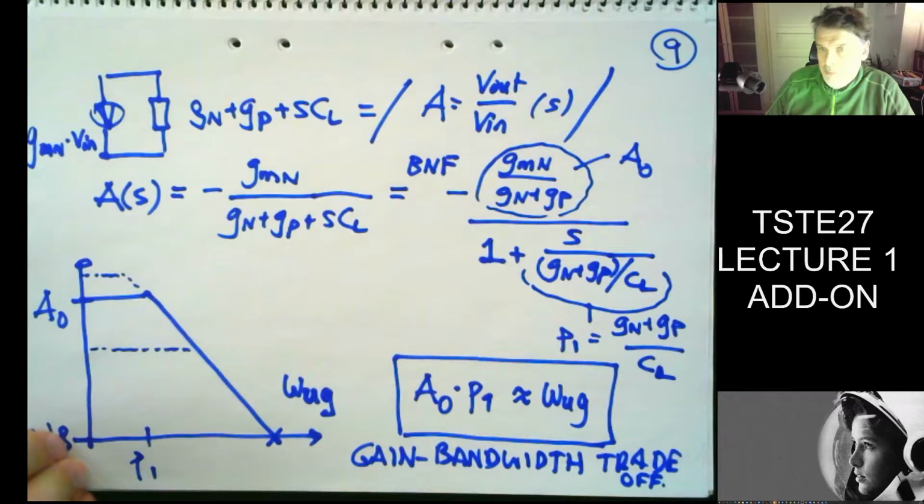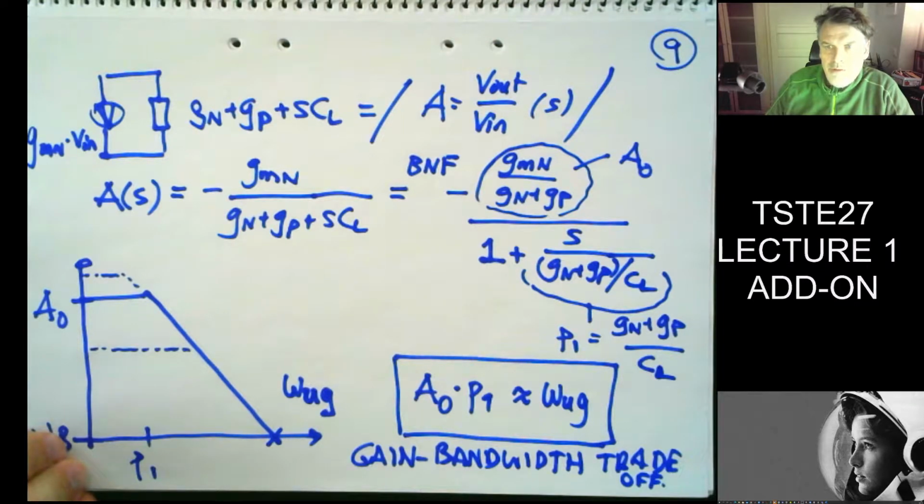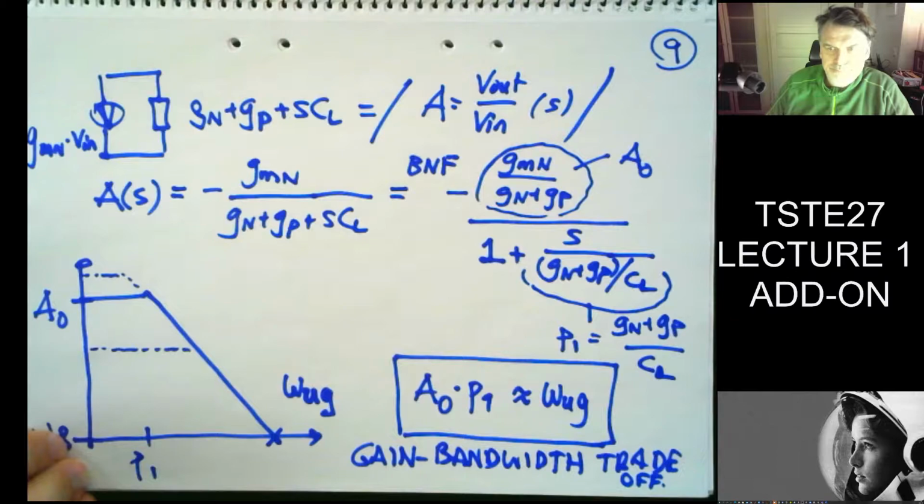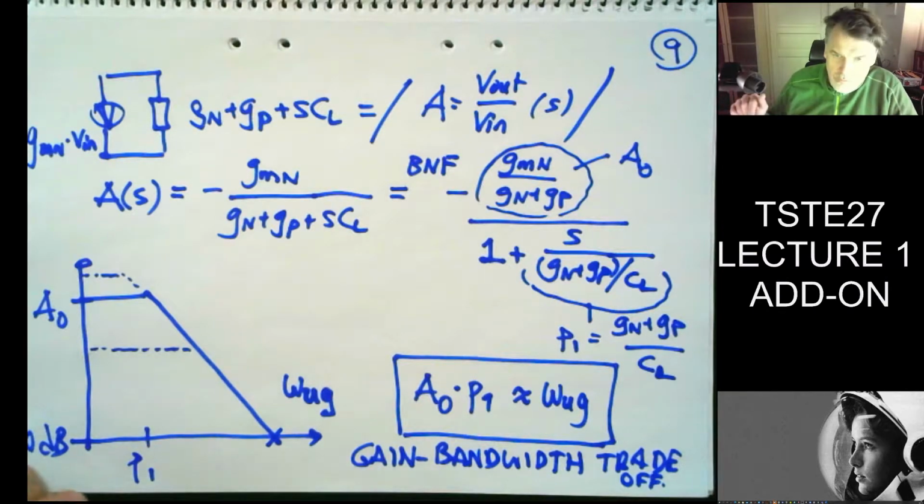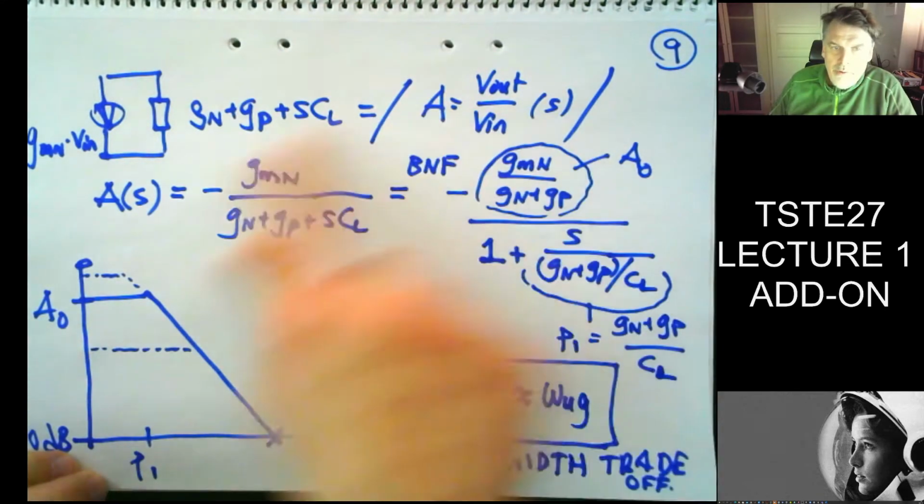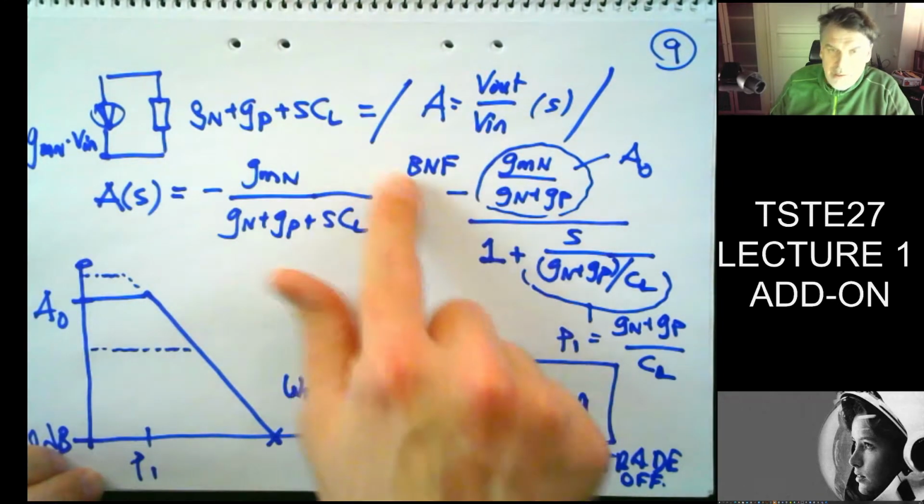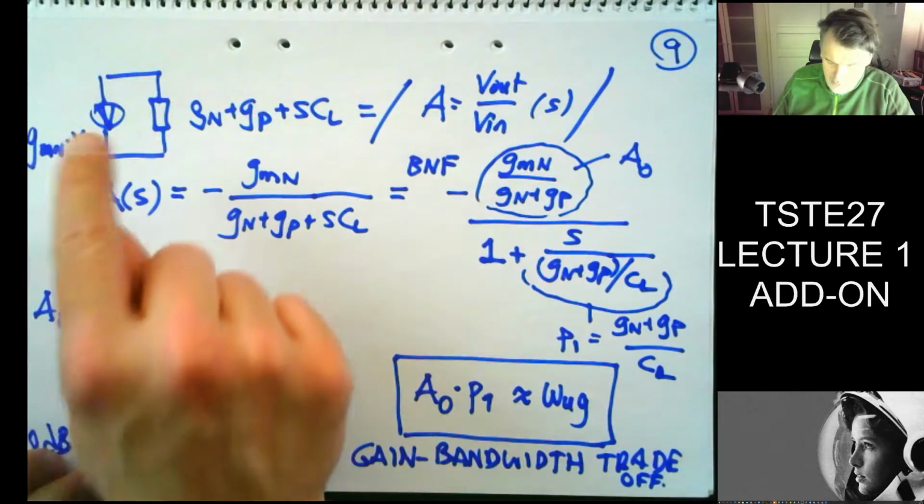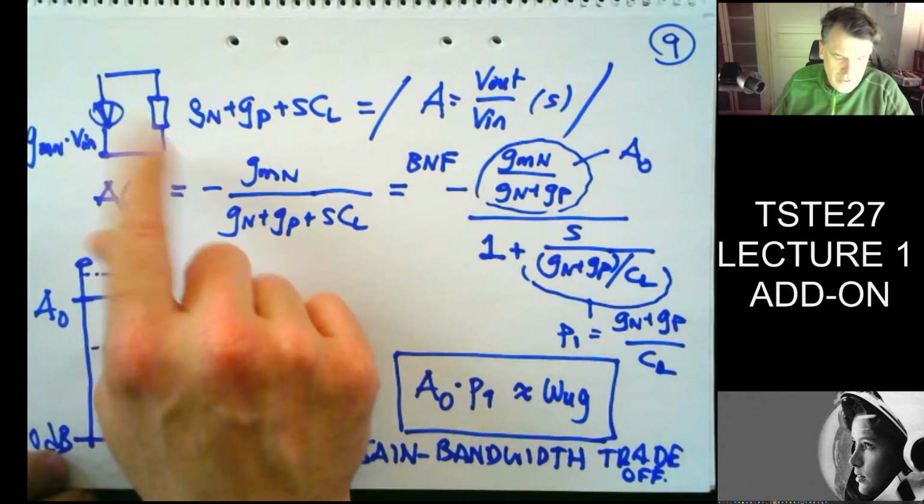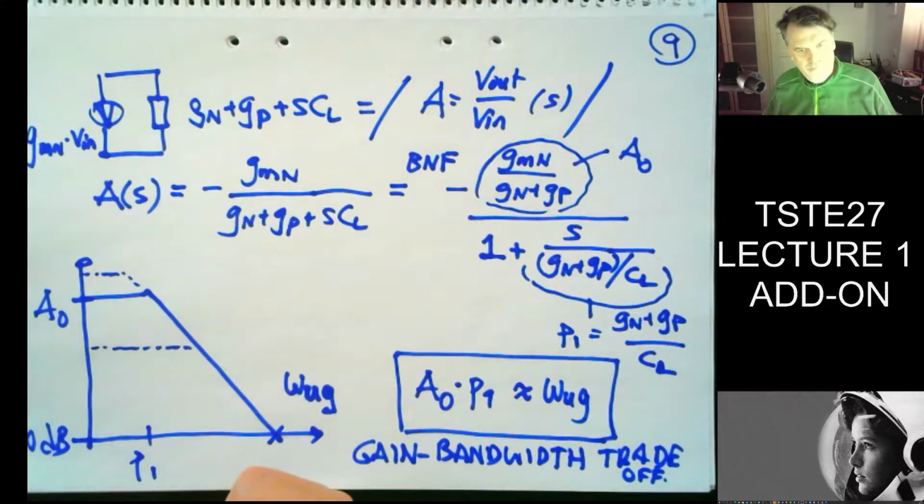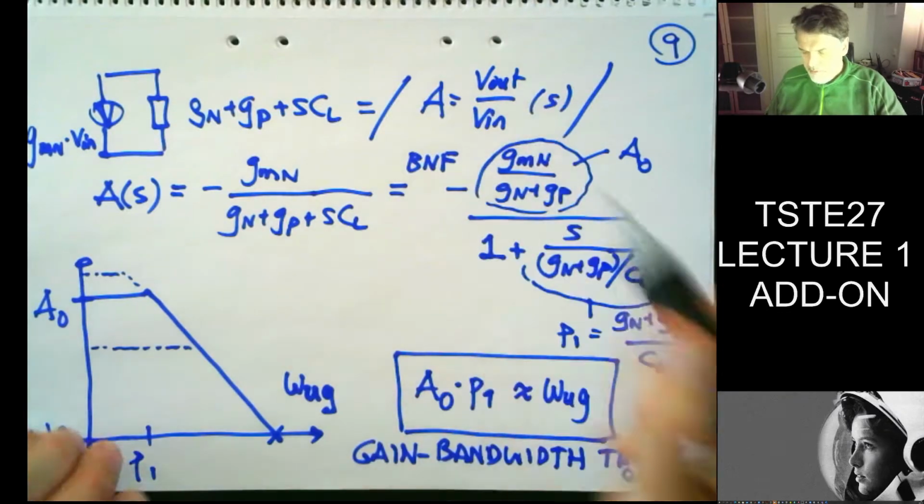Okie doke, so some add-on to TSTE27, the first lecture. We ended the ordinary lecture by coming to some different ways of writing the transfer function of a common source stage, and then we had a couple of derivations from that.